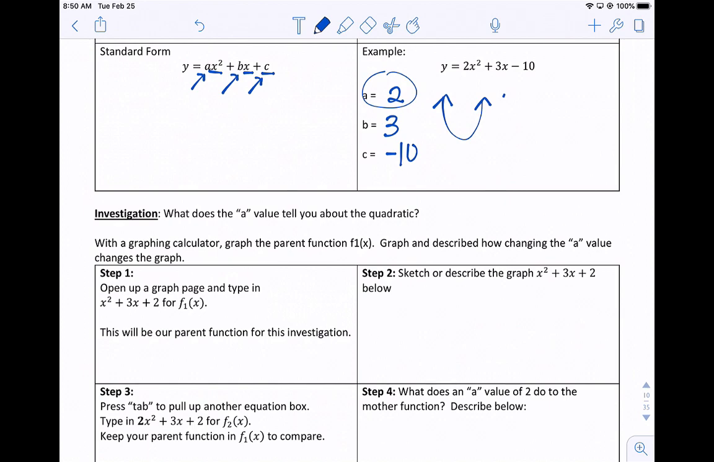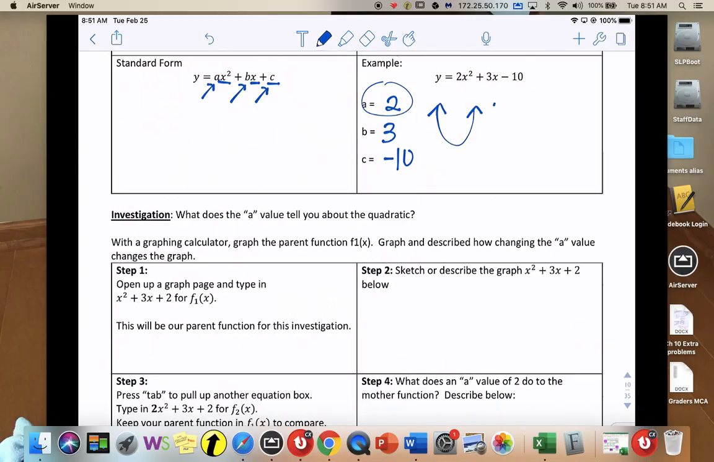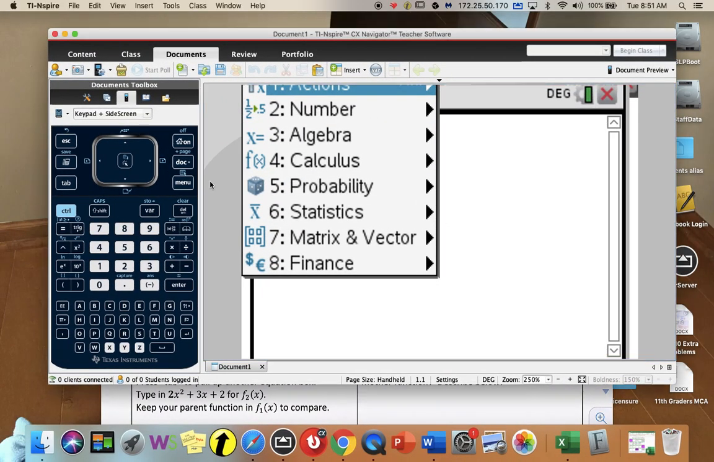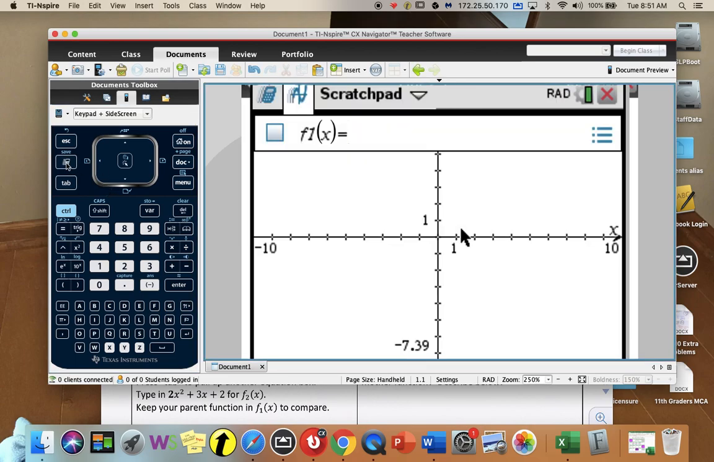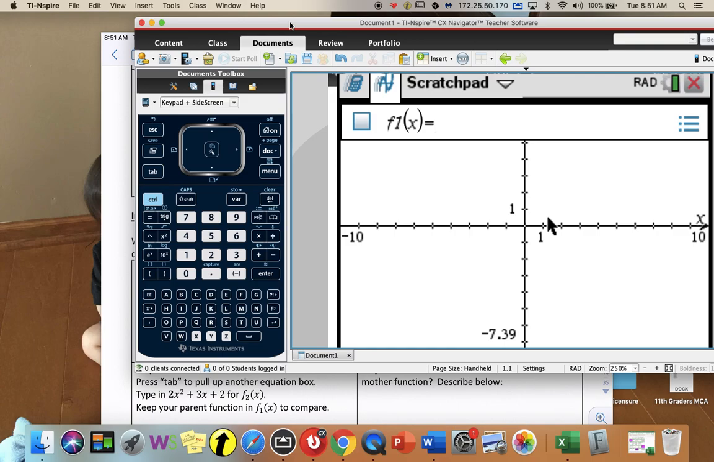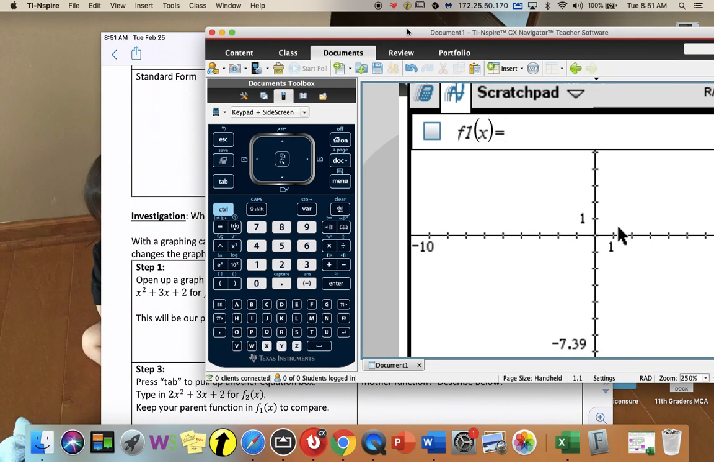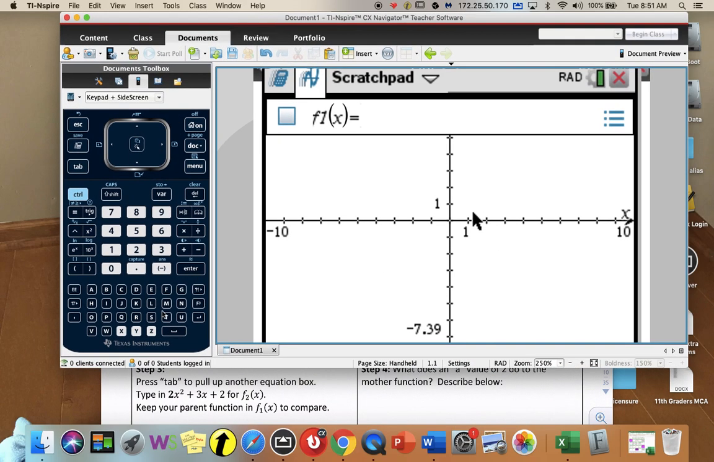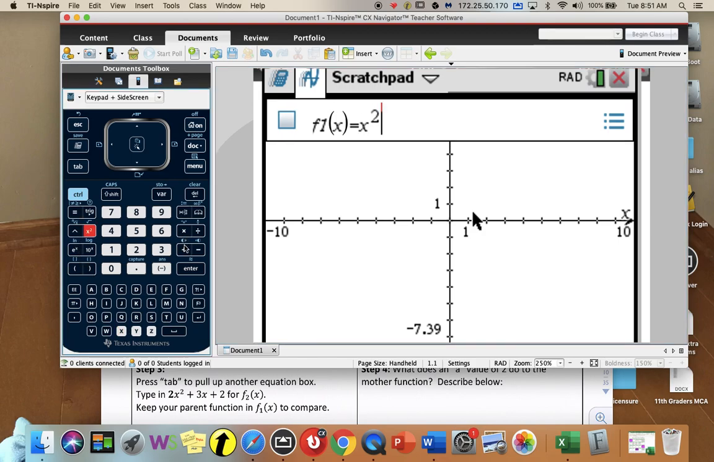So with the graphing calculator, graph the parent function and describe how the a value changes it. Okay, so it gives you the instructions. It says open a graph page, so we can do that two ways: Scratchpad graph, or open a graph page from the home screen. And where it says f1 of x, we're going to type in the first function, which would be x squared plus 3x plus 2.